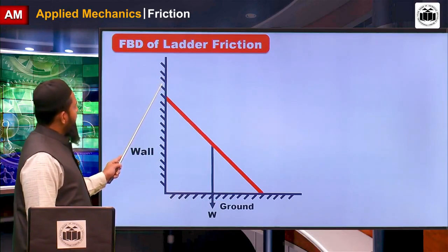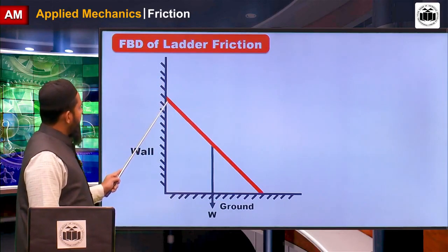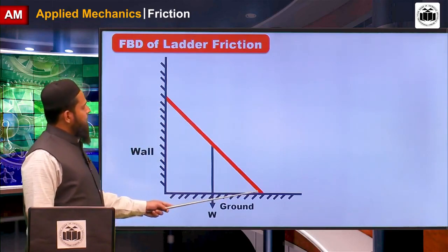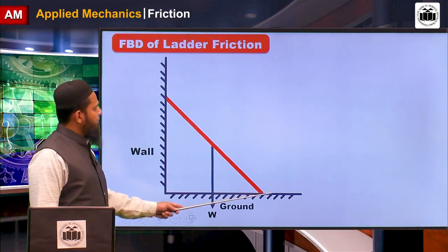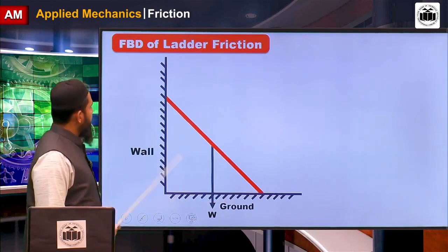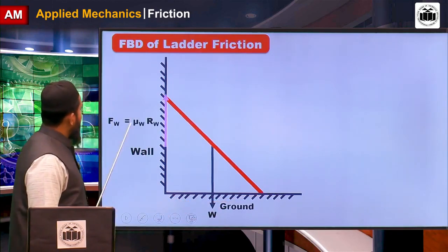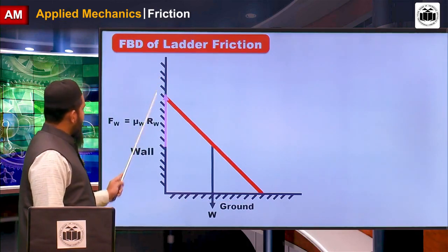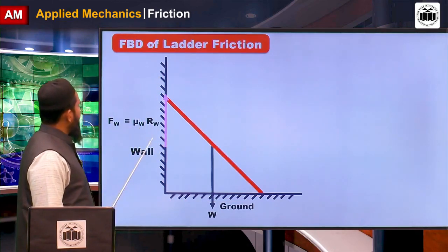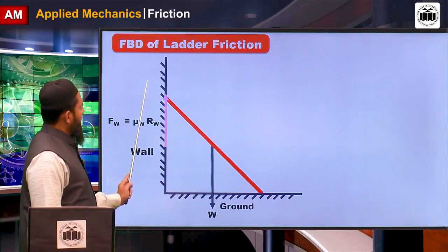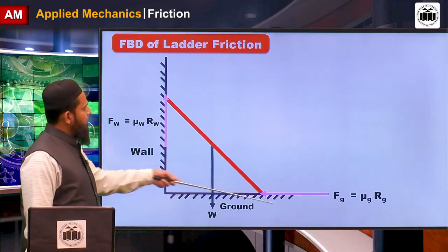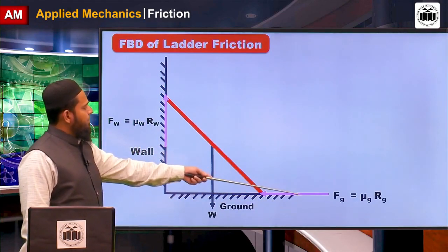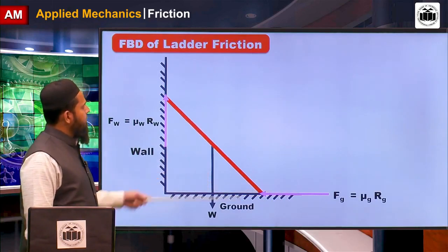Now the position of the ladder changes in the downward direction at the wall due to motion, and the contact point on the ground moves away from the wall due to the motion. It slides downward. For the wall, the frictional force is in the upward direction. For the ground, it slides away from the wall. Frictional force is opposite to the motion.